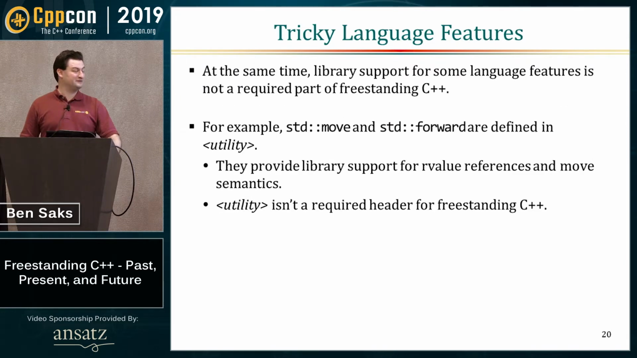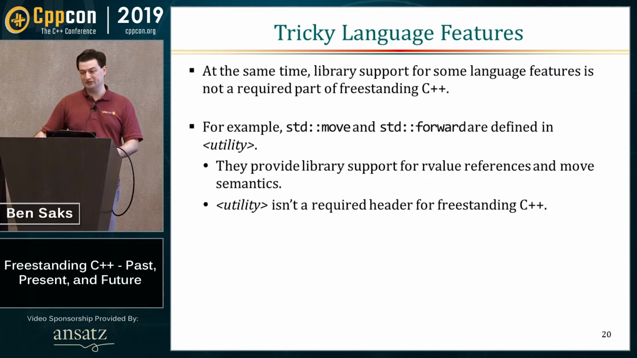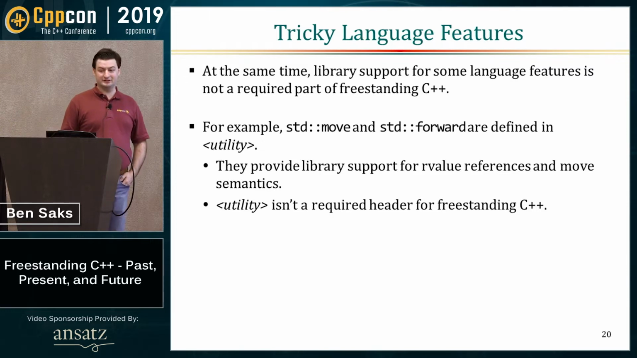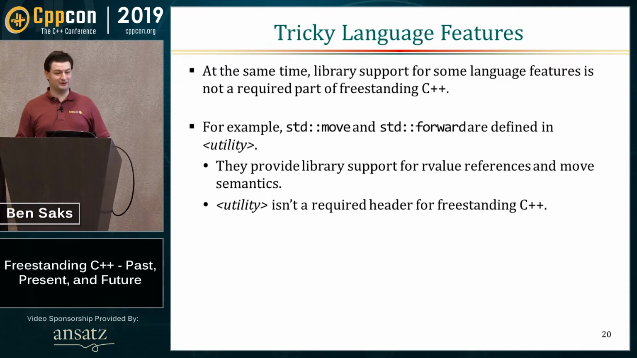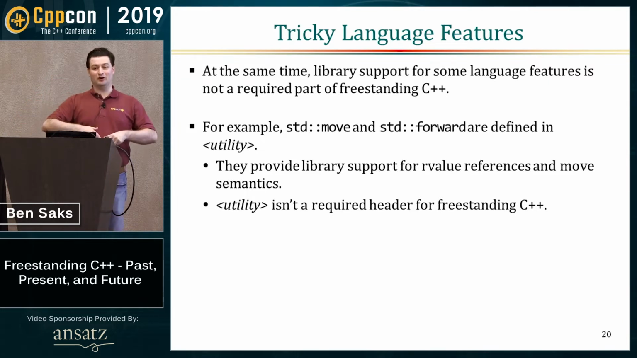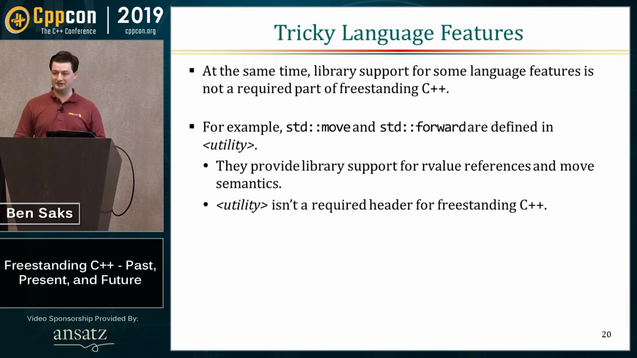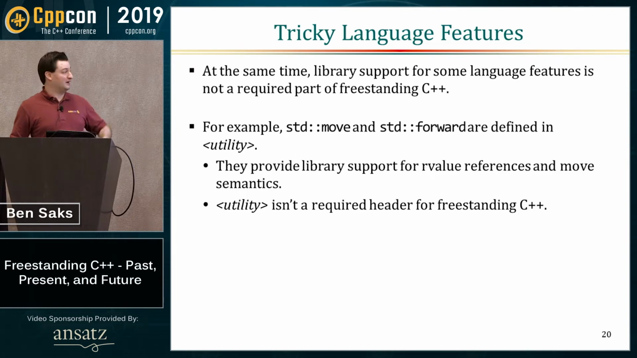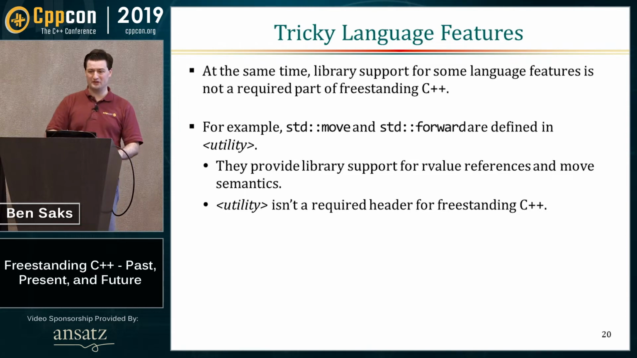So now, interestingly enough, at the same time, the definition of freestanding hasn't totally kept up with some of the developments in the language. So std::move and std::forward, those functions are defined in the utility header in C++. And they provide important library support for working with rvalue references and move semantics. But utility isn't one of the required headers in freestanding C++. It's a header that a lot of freestanding implementations provide, but they're not required to provide it. That's something that they're providing on top of all the things that the standard says they're required to deal with. So you have to be prepared for the possibility that a freestanding implementation might not give you these things. We'll talk about how to deal with that a little bit later in this talk.